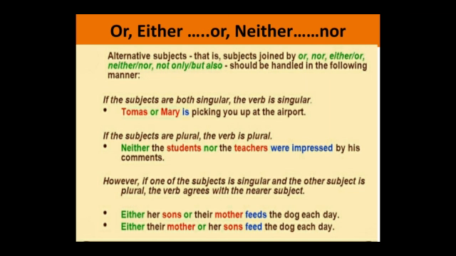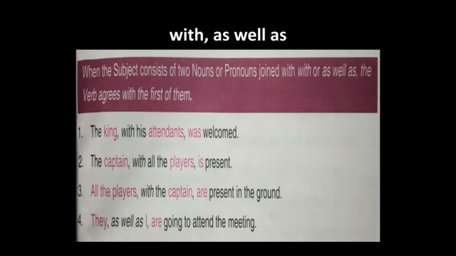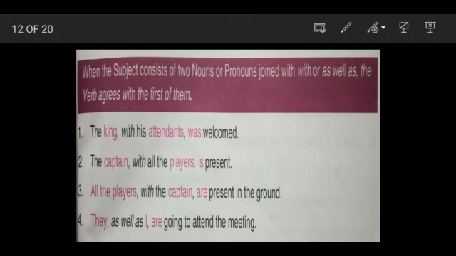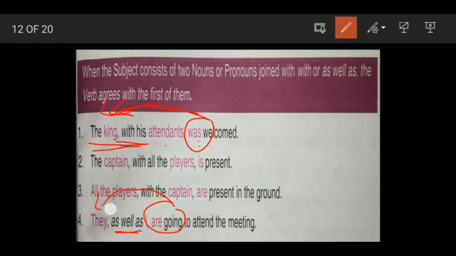And do not get confused with the previous rule that we studied. Again, just quickly revise when we talked of with and as well as. Here the verb will be agreeing. Remember, when we are talking of with or as well as, the verb agrees with the first subject, not the nearest one. No, it will not agree with the nearest one, it will agree with the first subject. The verb will agree with the first subject, whatever the first subject is. If it is singular, it will be singular, plural, then it will be plural.